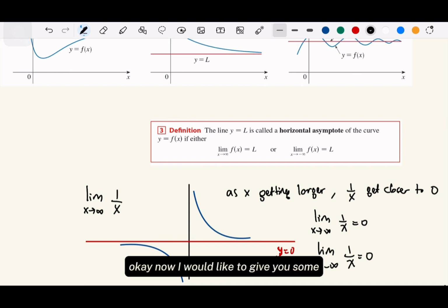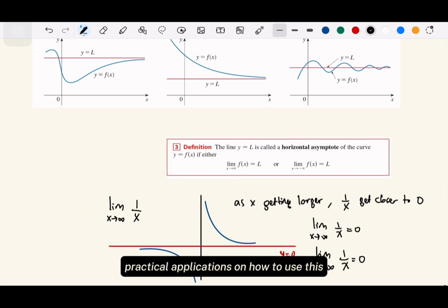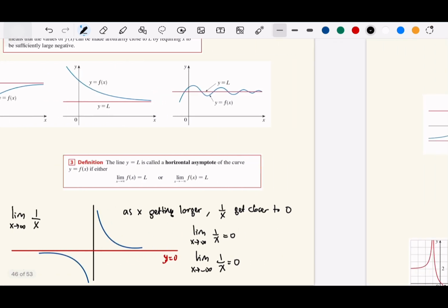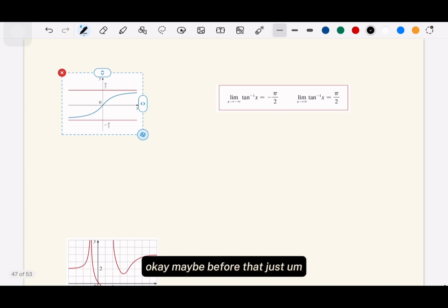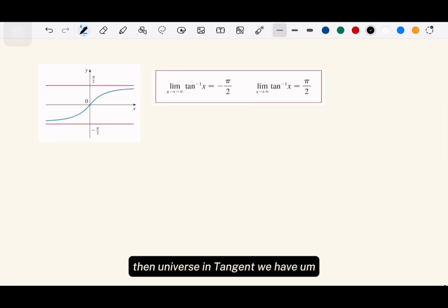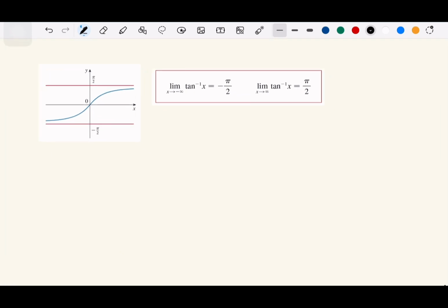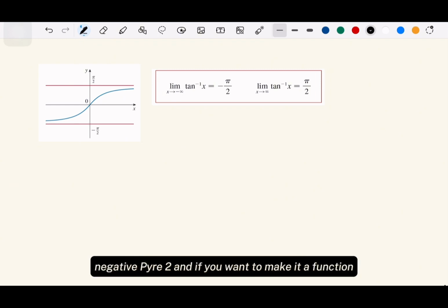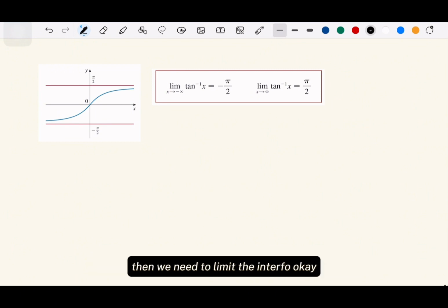Now I would like to give you some practical applications on how to use this. Maybe before that, just notes on the tangent inverse. I think we can skip this one. Tangent inverse: in tangent we have the asymptote, right? In tangent we have the asymptote at pi over 2, negative pi over 2, and if you want to make it a function, then we need to limit the interval. We need to restrain the domain.